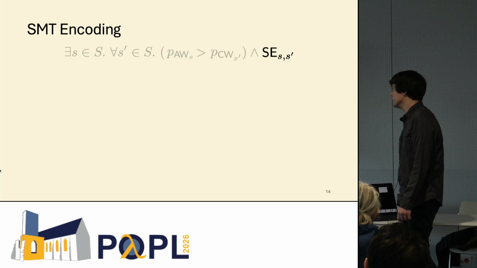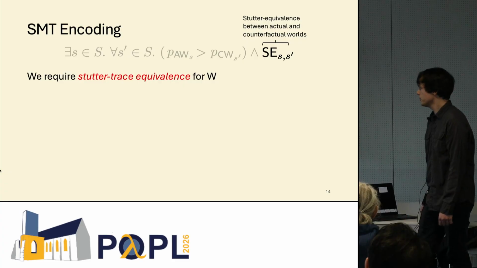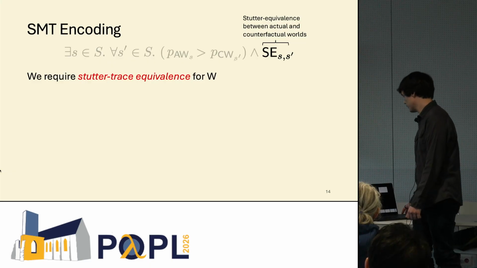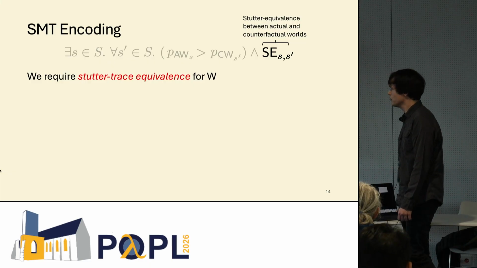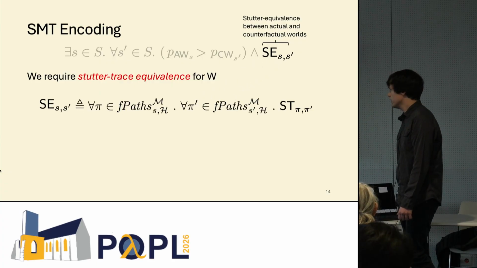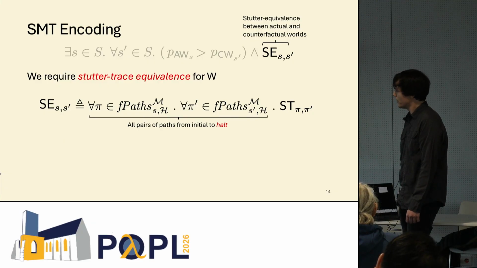Now, in order to encode the contingencies, we are going to require stutter trace equivalence for W, as the differences in sampling times between the actual world and counterfactual worlds might not be the same always, but that doesn't mean that we can't reason against them. And in order to encode that, we came up with this formula where we say that for all pairs of paths in the model from the initial state to a halting state, they must be stutter trace equivalent.